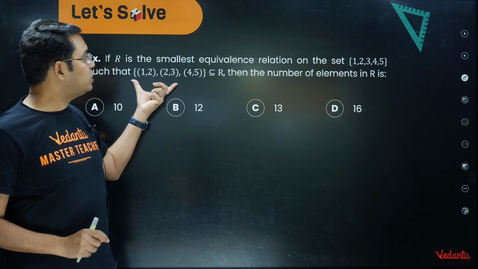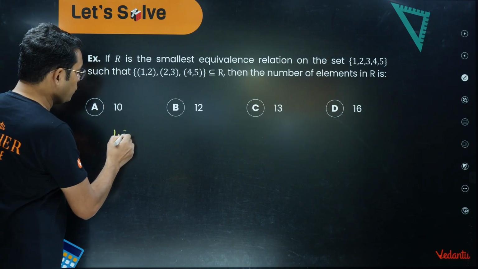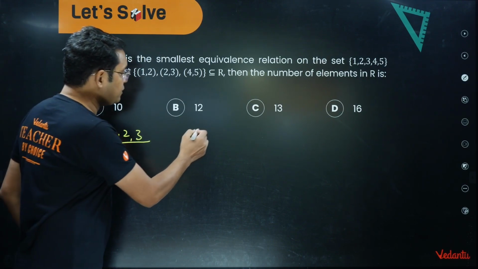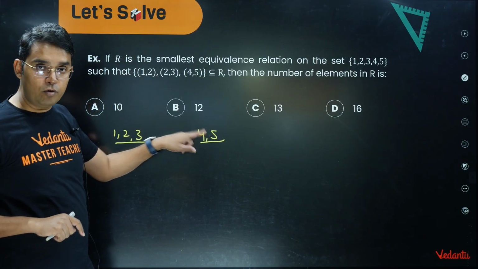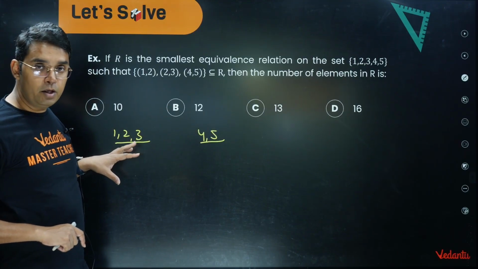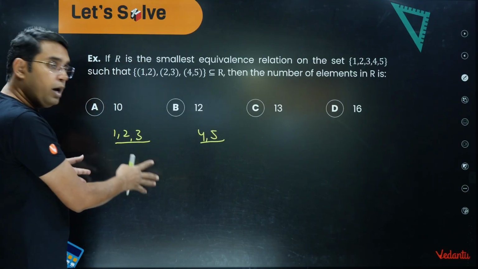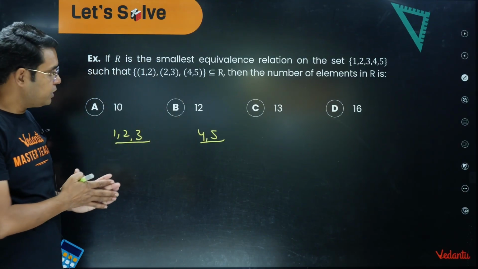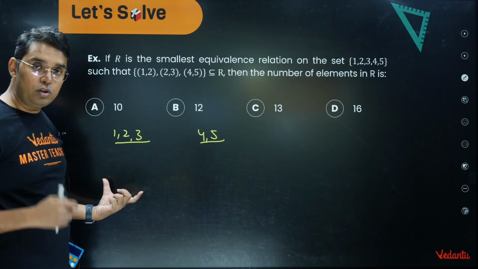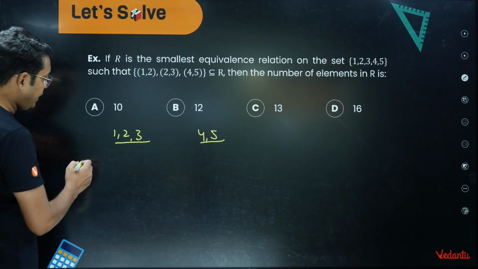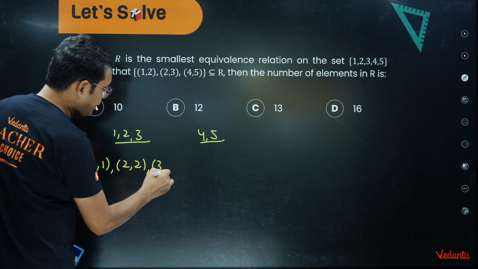Like here (1, 2), (2, 3) are looking like they are related to each other. So one class will be formed out of 1, 2, 3 elements. And the other class will be formed using 4, 5. That means none of 1, 2, 3 will be related to 4, 5 and none of 4, 5 will be related to 1, 2, 3. So you make an equivalence class of this, an equivalence class of this, and if they both are satisfying the conditions of equivalence relation, you will be able to know how many total ordered pairs are needed. So if I make an equivalence class with 1, 2, 3, we will be needing 1, 1, we will be needing 2, 2, we will be needing 3, 3.